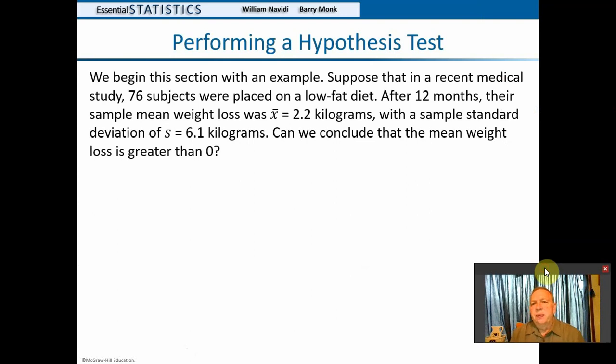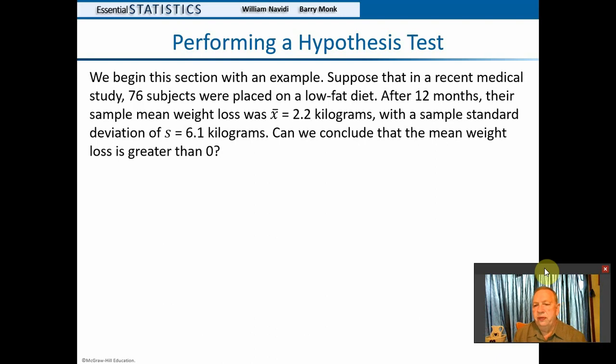We have an example. Suppose that in a recent medical study, 76 subjects were placed on a low-fat diet. After 12 months, their sample mean weight loss was x bar, that's from the sample, 2.2 kilograms, with a sample standard deviation of s equal to 6.1 kilograms. Can we conclude that the mean weight loss is greater than 0? So can we do that?